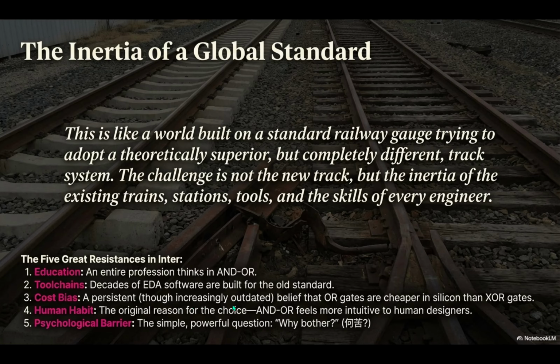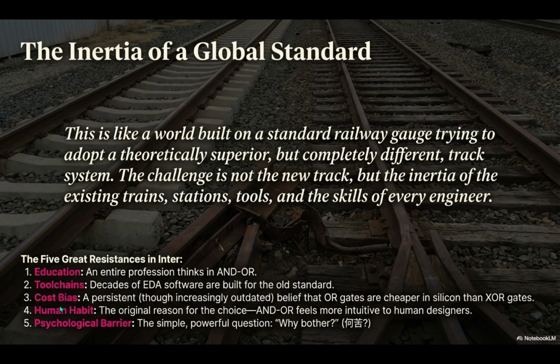Then there's the persistent cost bias. This decades-old, but you're saying increasingly obsolete, belief that OR gates are always cheaper in silicon than XOR gates. Yeah, that bias is being eroded by modern fabrication. New techniques, particularly using structures like pass transistor logic, or PTL, have dramatically reduced the transistor count difference between an OR and an XOR. So the gap is small enough now that the algebraic efficiency should dominate the design choice. It should, but the old bias remains in many legacy design teams.